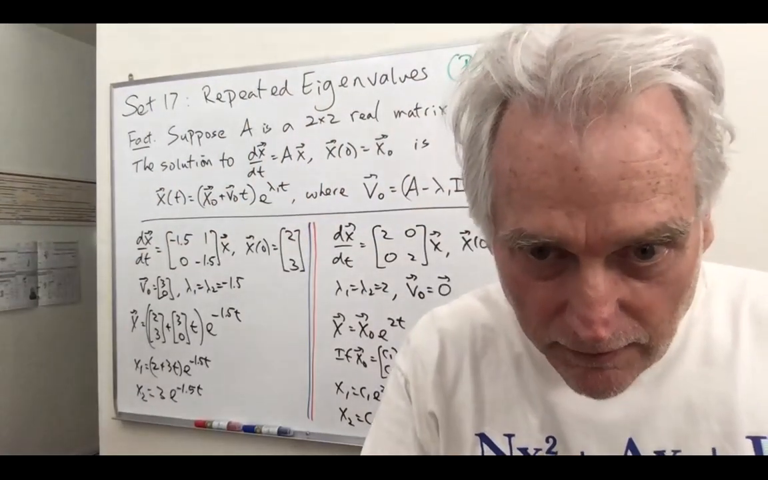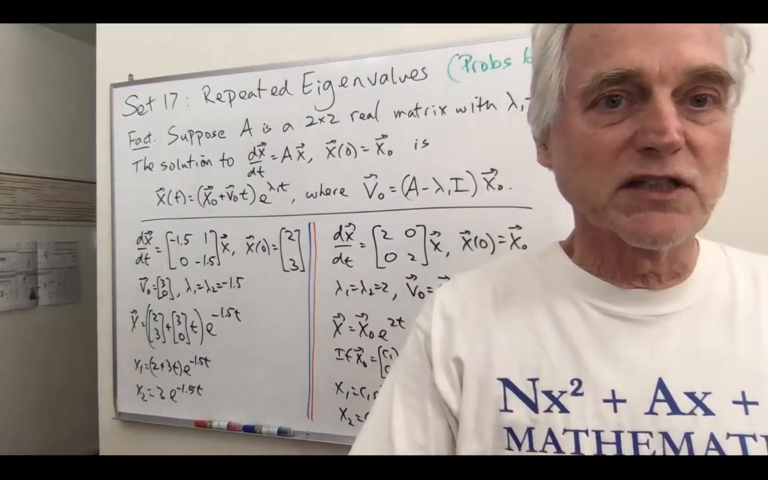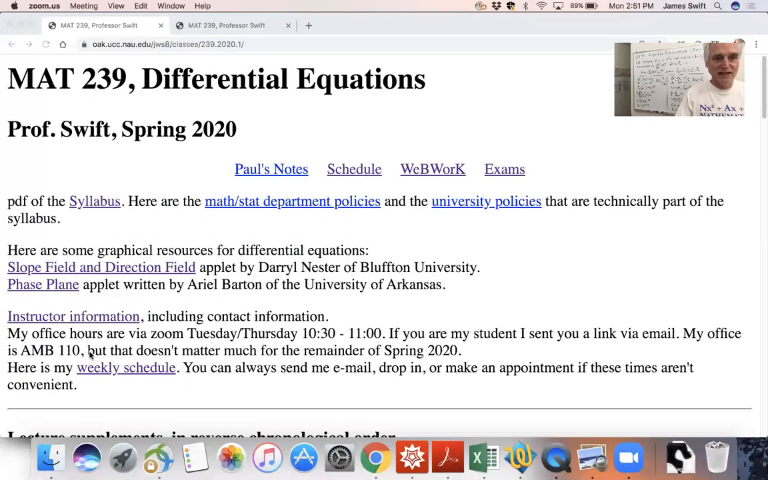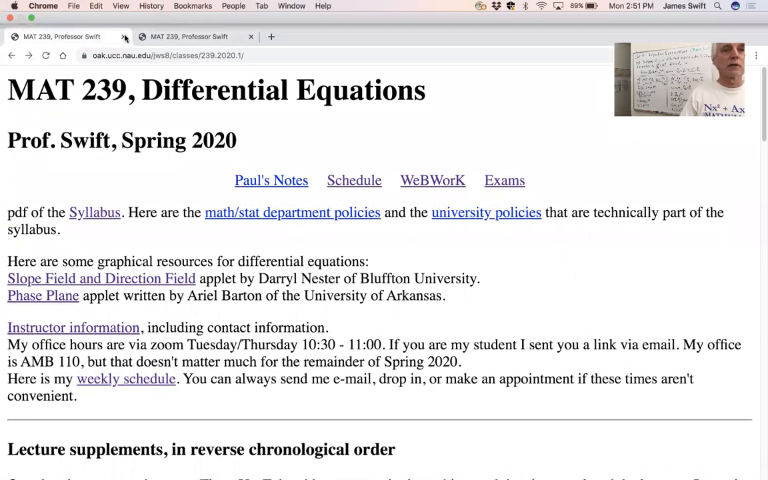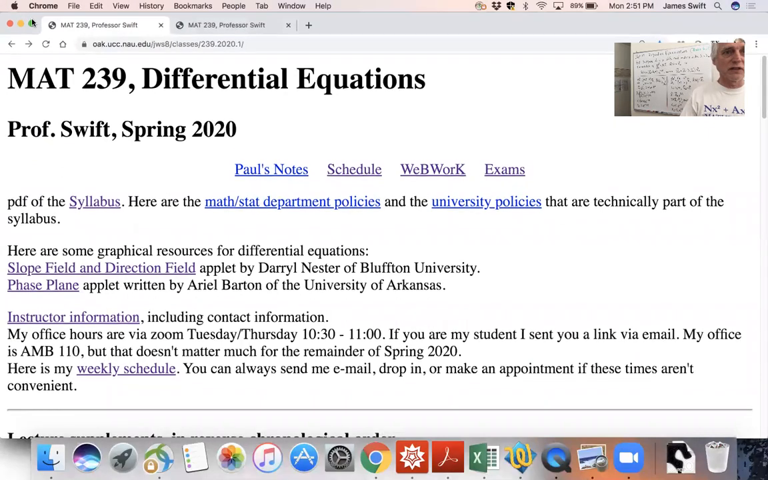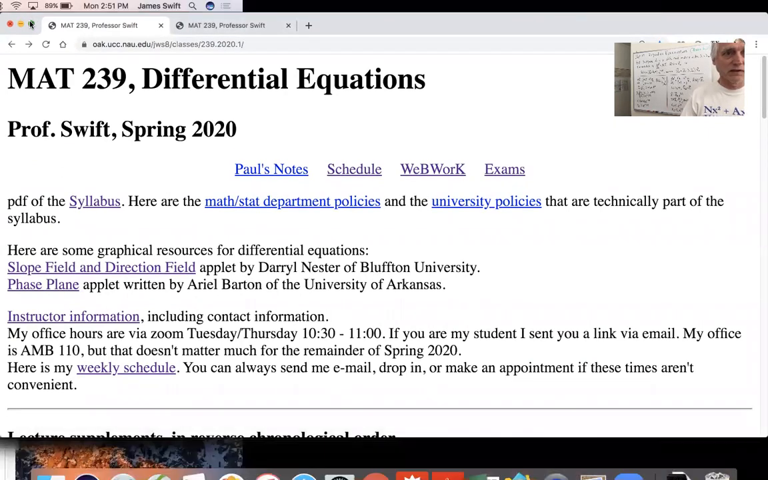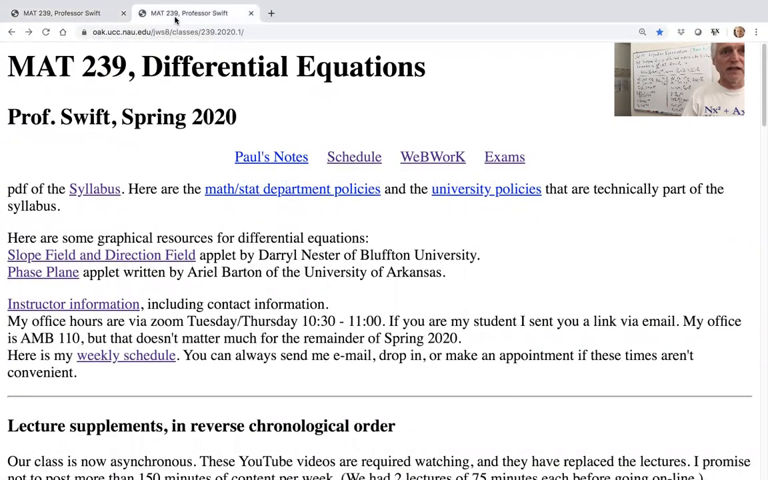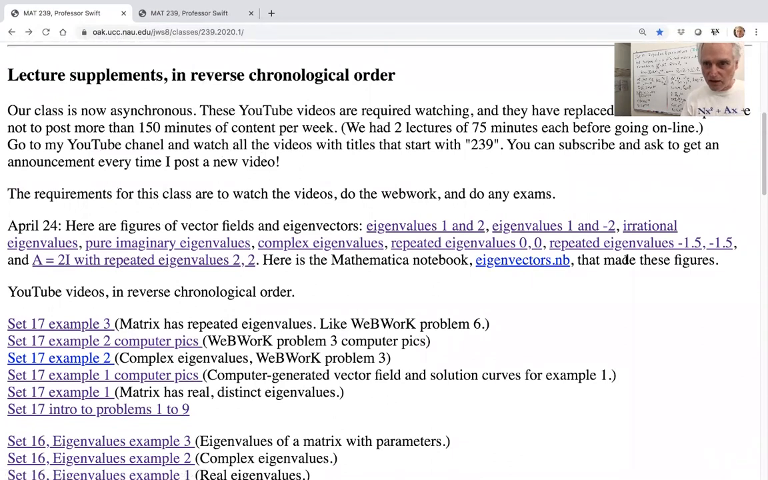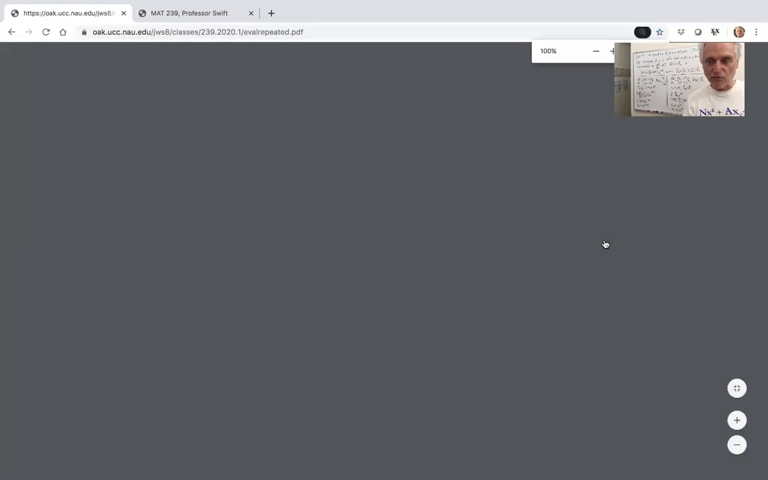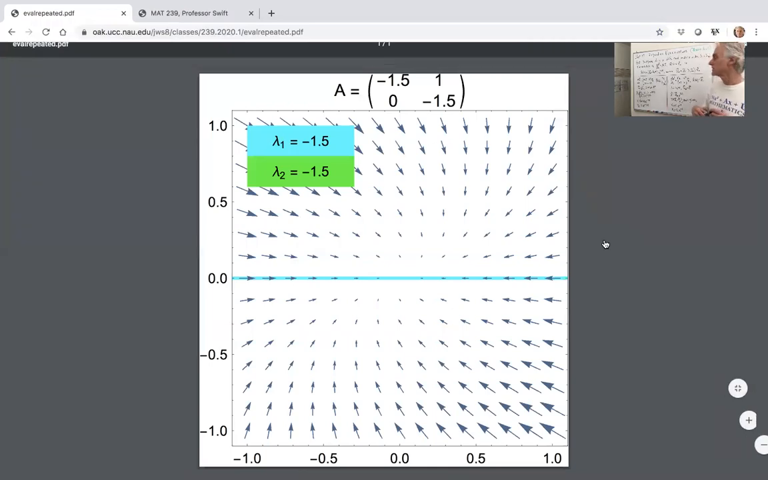I'm going to share the screen. Okay, we have 2 copies here of our website. And the first one, I'm going to look at the vector field. So here's the vector field in the first case.